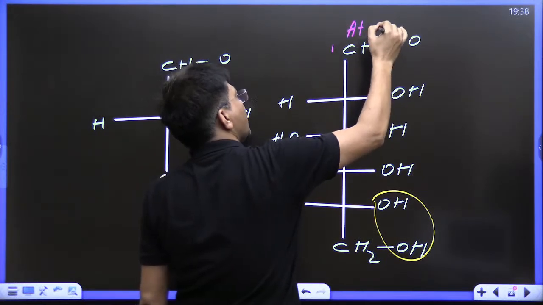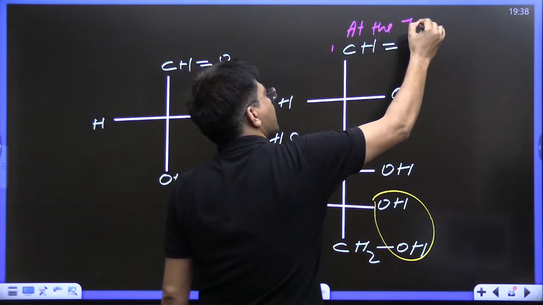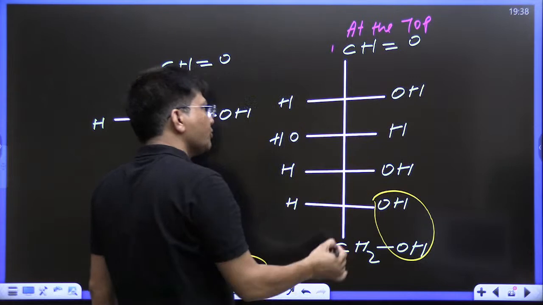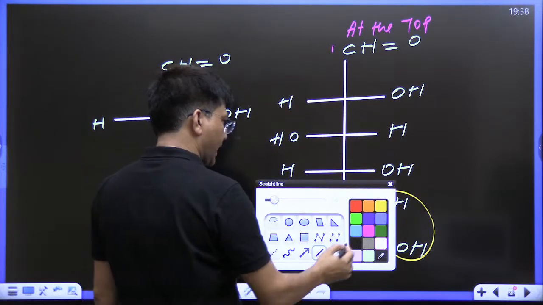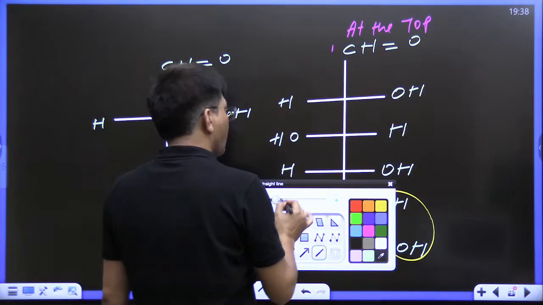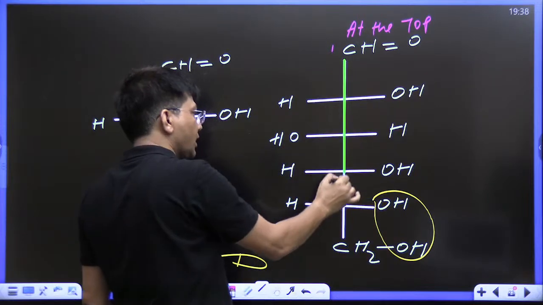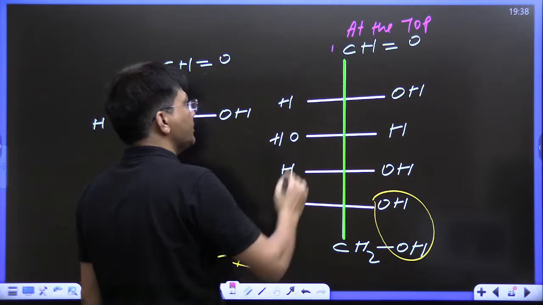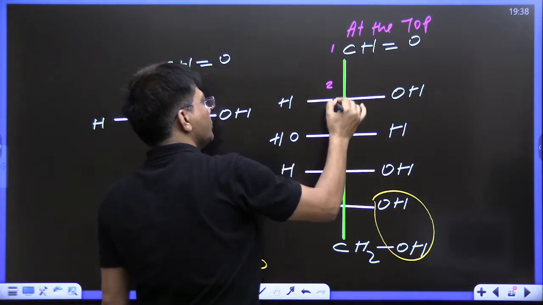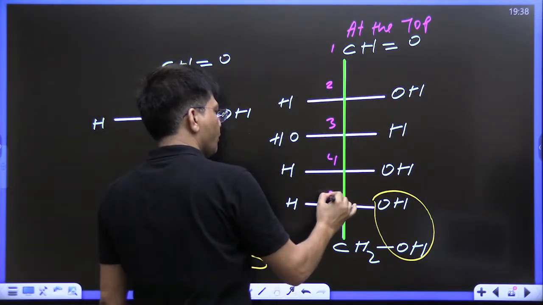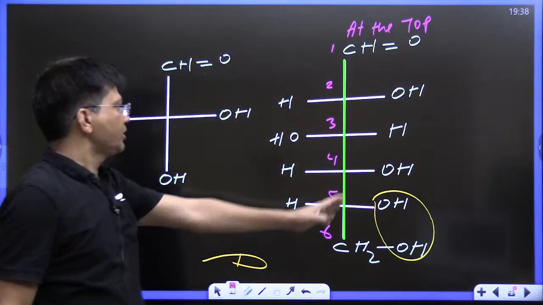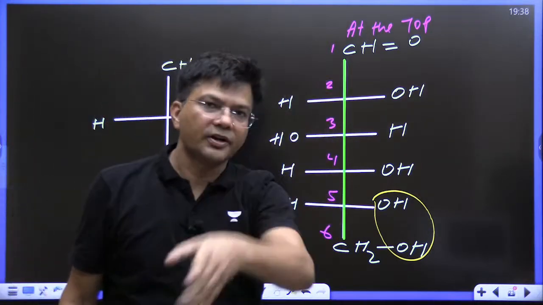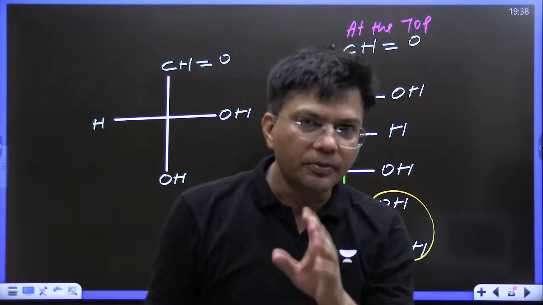You must have seen it at the top, and the parent chain is always a vertical line. This vertical line is the parent chain. This green one is the parent chain. Always 1, 2, 3, 4, 5, 6. You must have seen glucose always written like this only. Kids, are you able to understand?